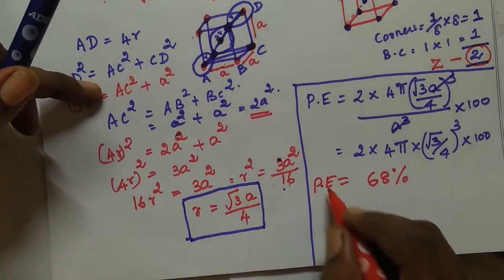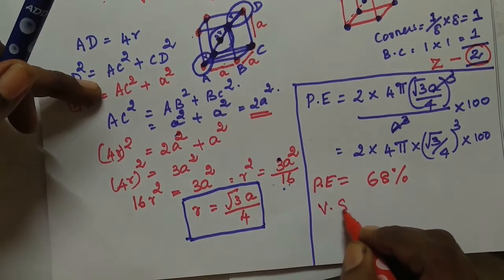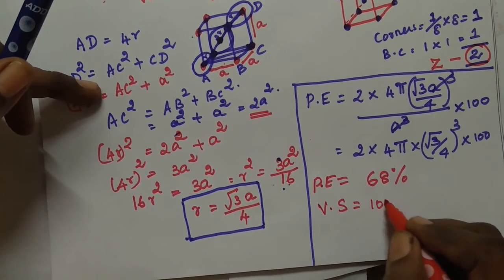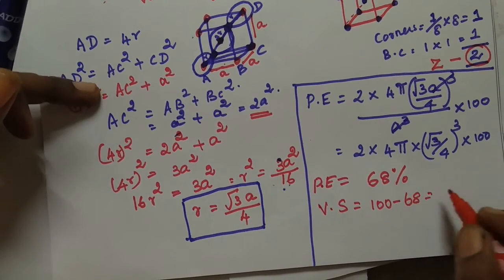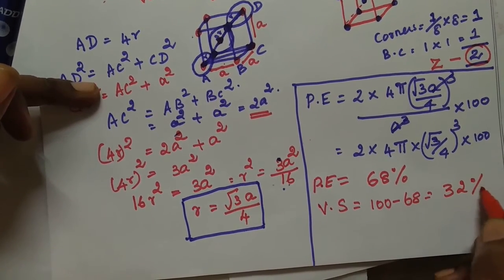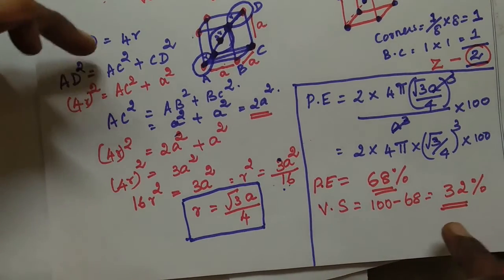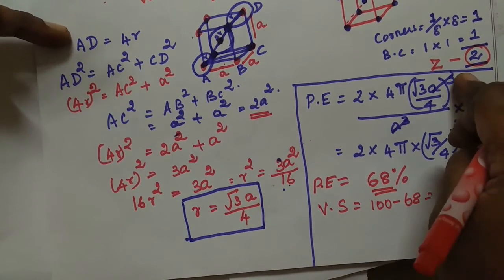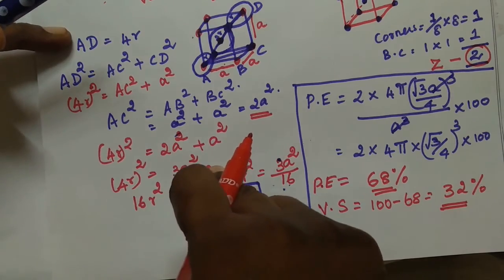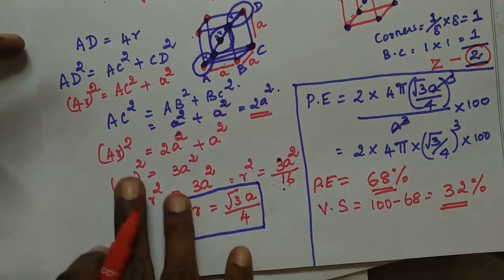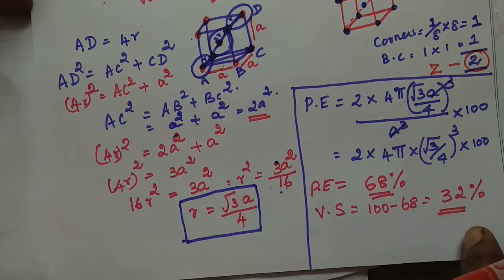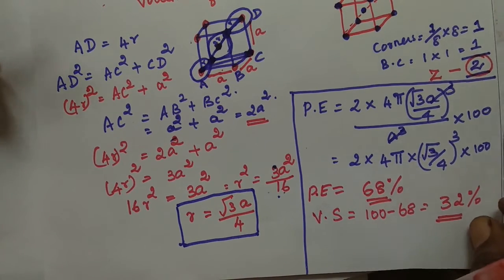68%. That means for vacant space, how much can you calculate? That is 100 minus 68 only we need to calculate. That is equal to 32%. So we have found out the packing efficiency. We have found out the vacant space. We have found out the Z. We have found out the value of R for a BCC cell. I hope you have understood, children. Let us go with the next.